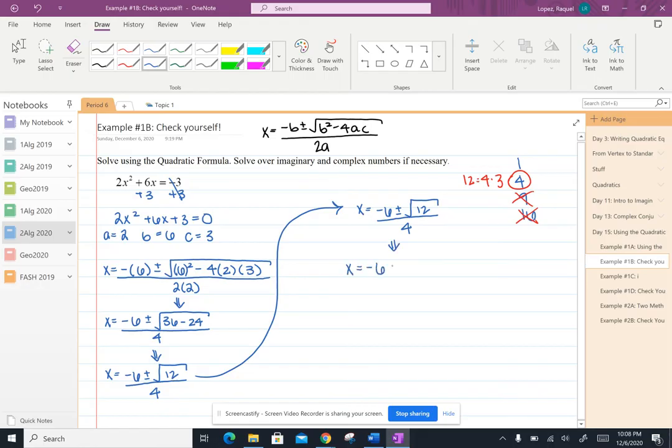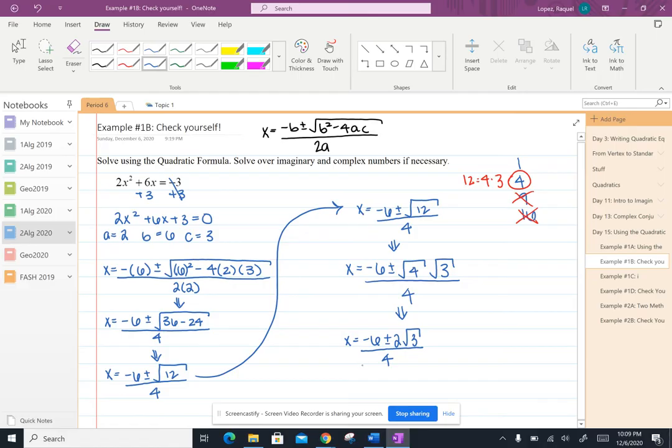So I have x equals negative 6 plus or minus. I'm going to write root 4 times root 3, because when I multiply that together, it's the same thing as the square root of 12 all over 4. Let's simplify that again. So I get x equals negative 6. The square root of 4 is 2. So I have plus or minus 2 times the square root of 3 all over 4.